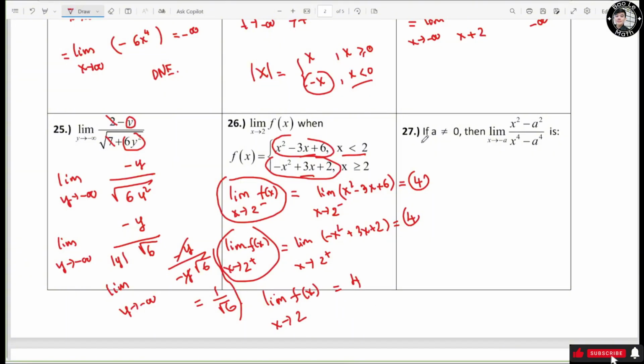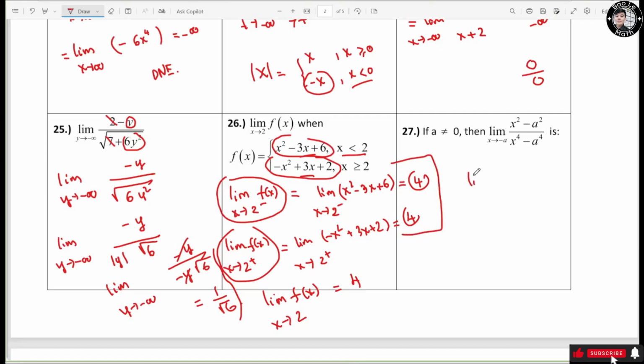Now question 27. If a is not equal to 0, then what is the limit of the function s squared minus a squared over s to the 4 minus a to the 4? We need to substitute negative a to see what happens. The top is 0, and the bottom is still 0. This is an indeterminate form, so we need to simplify it first. We need to use the difference of squares formula to simplify this.